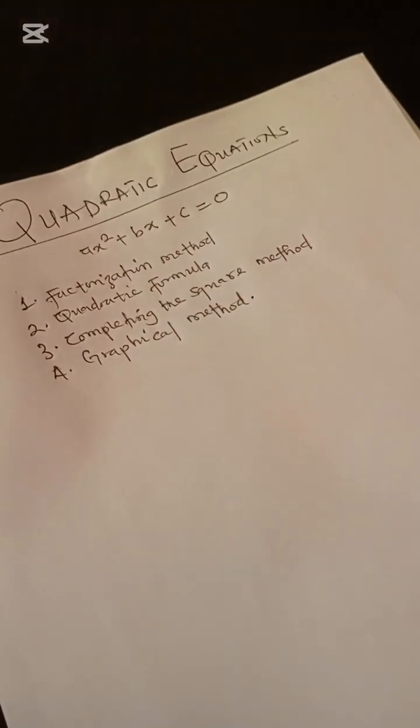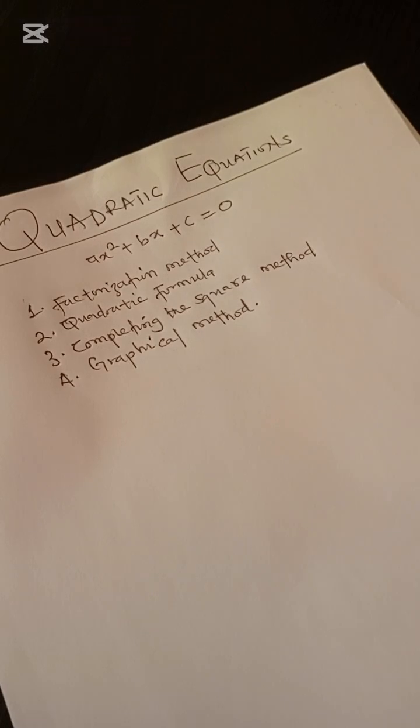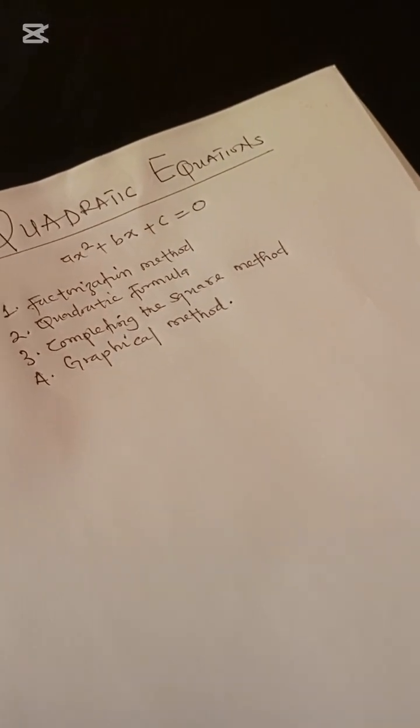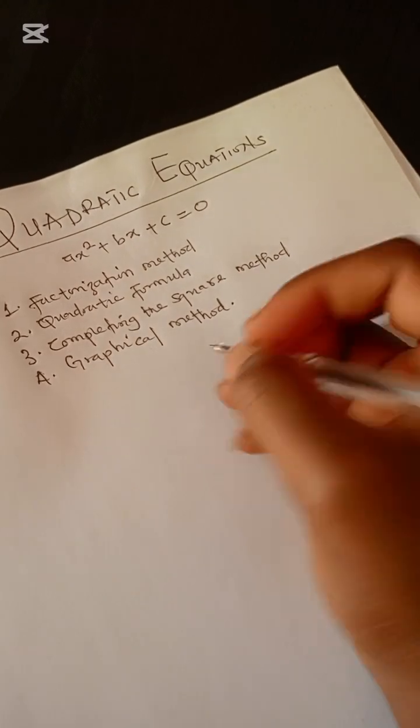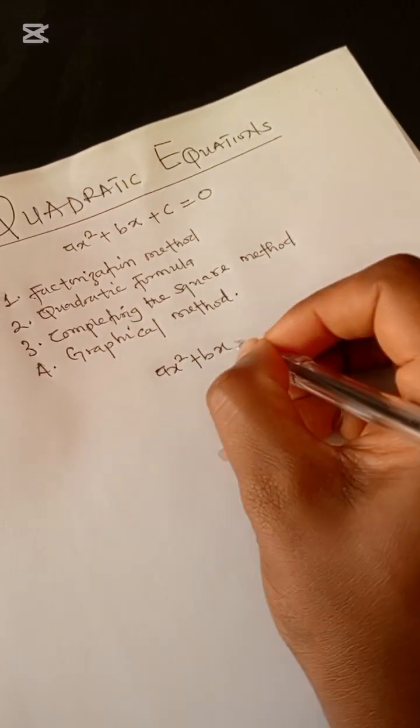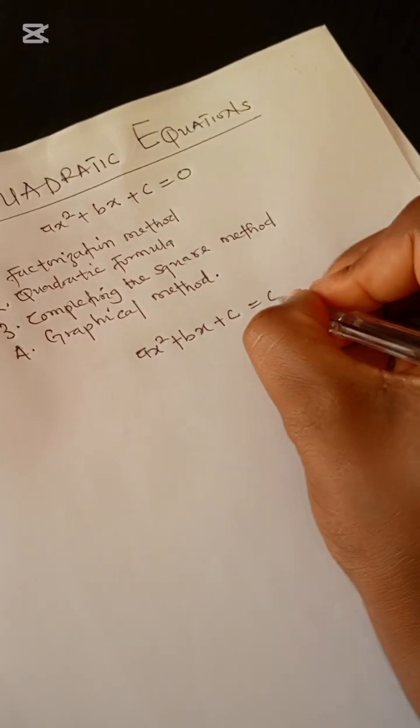And there is a general formula we can use to solve quadratic equations, and this formula can be derived using the completing the square method. We're going to derive this formula. Before doing that, you bring down the general form of a quadratic equation, which is given as this.